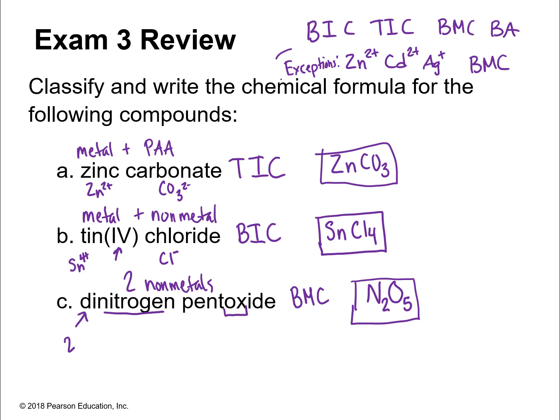So you need to remember those exceptions for the transition metals. Zinc, cadmium, and silver only have the 1 ionic charge. So you do not need to use the stock system there. Any questions on this one?